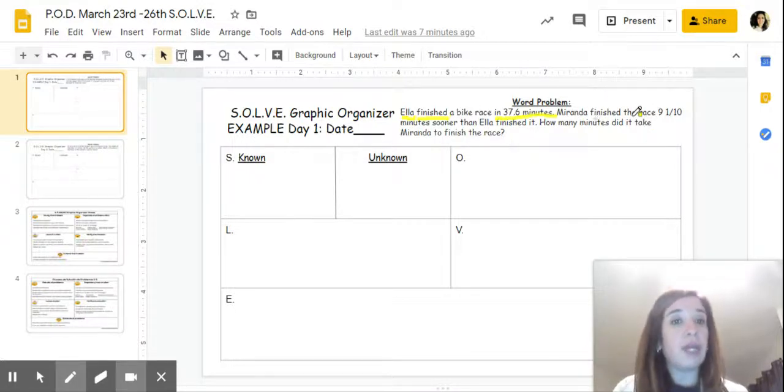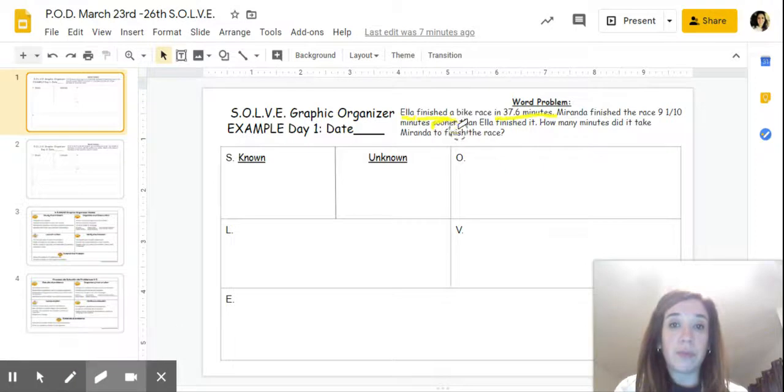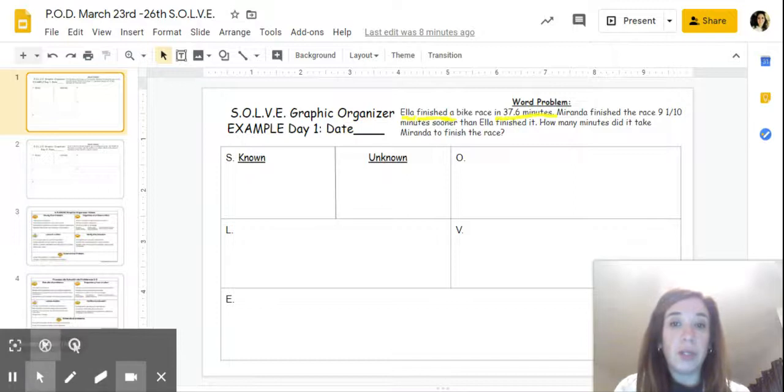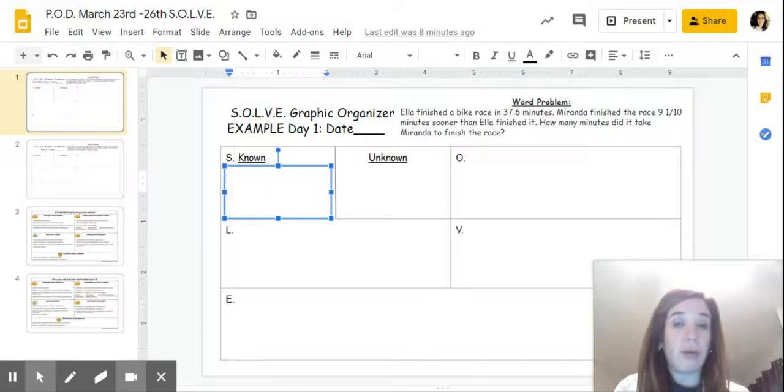Then it tells me Miranda finished the race 9 and 1/10 minutes sooner. So when I see this word here, sooner, that tells me that she finished it before. So she finished it sooner than Ella did. So I'm going to come down here and now I'm going to write down what I know.